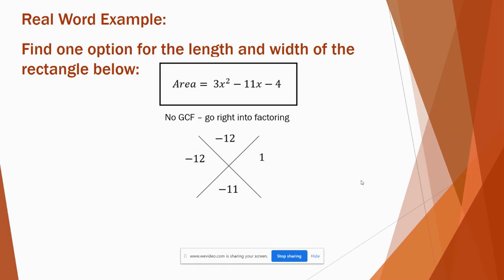You now divide both of those values by 3, since that is the a value. You're able to simplify negative 12 and 3 to negative 4 over 1. Now that you have your values simplified, you can write them as factors, which give you 3x plus 1 and x minus 4. From this, you can determine that the length and the width are 3x plus 1 and x minus 4.